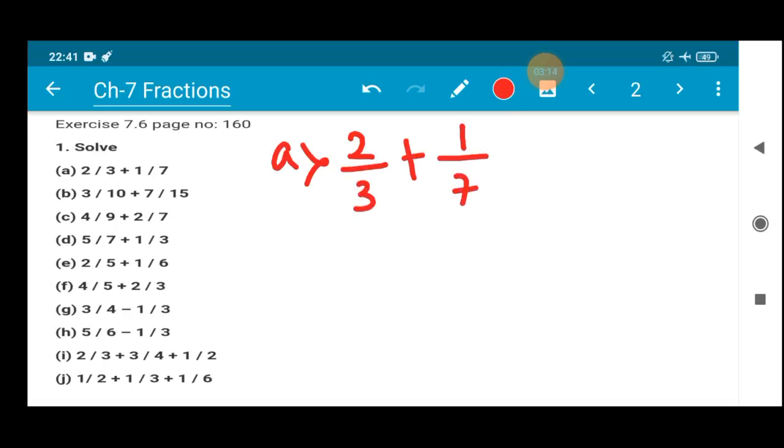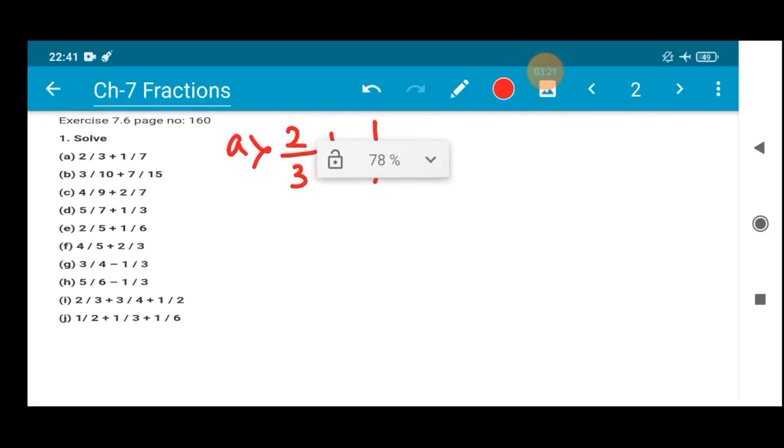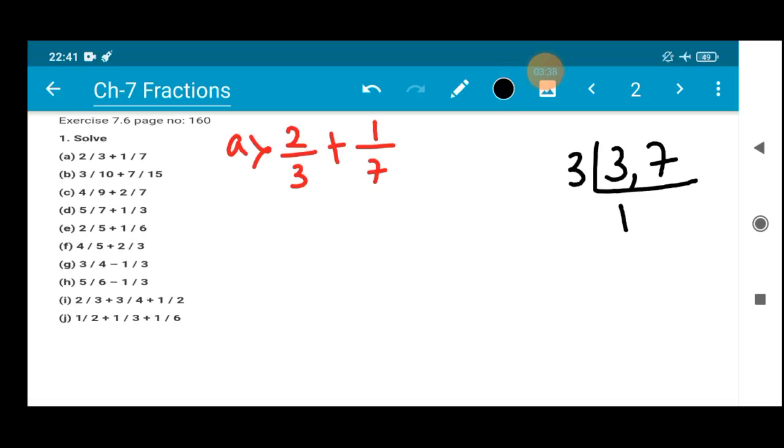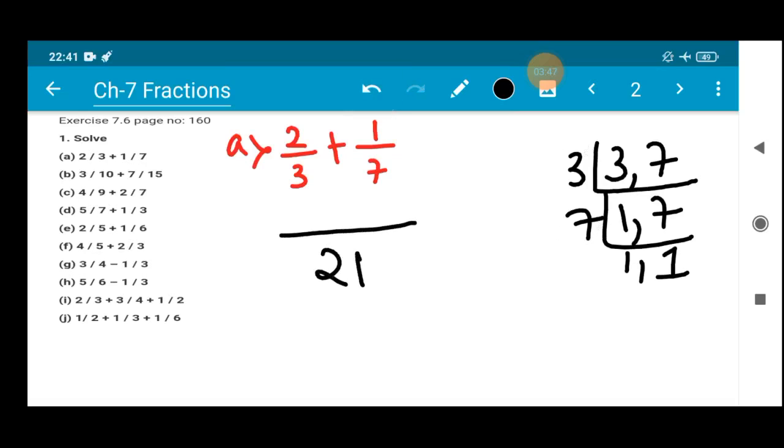The question is a little different compared to exercise 7.5, which we have done, that is with the same denominator. The only difference which we are going to face is with the denominator, that is we will not have the same denominator in such a case. So if you don't have the same denominator, the first and foremost thing we have to do is take the LCM of 3 and 7. 3 1s is 3, 7 1s are 7. So what is the LCM? 3 7s are 21. Okay, 21 is the LCM.